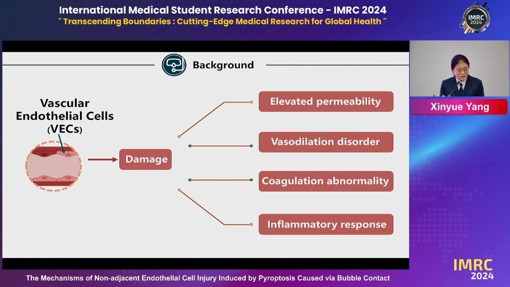Vascular endothelial cells are located in the innermost layer of blood vessels and serve as crucial receptors and effectors for maintaining the body's homeostasis. When VEC damage occurs, it can result in increased vascular permeability, vasodilation and contraction disorders, coagulation abnormalities, and the activation of an inflammatory response.